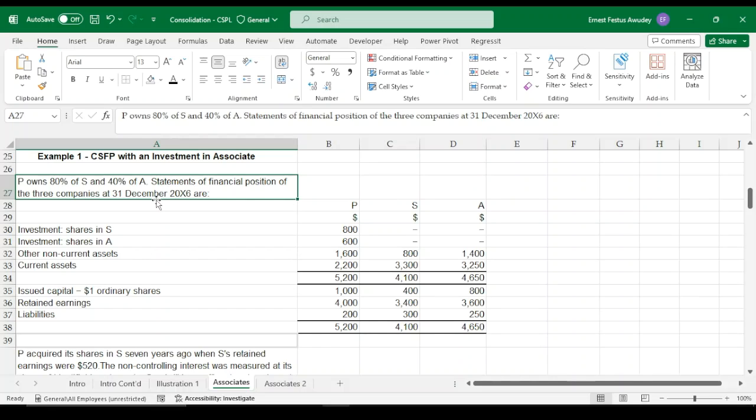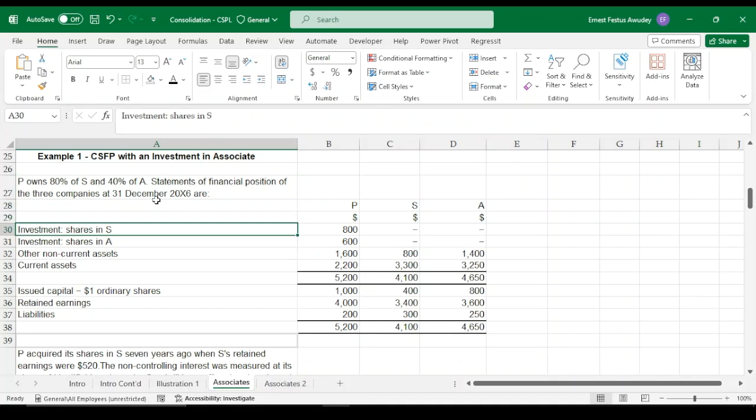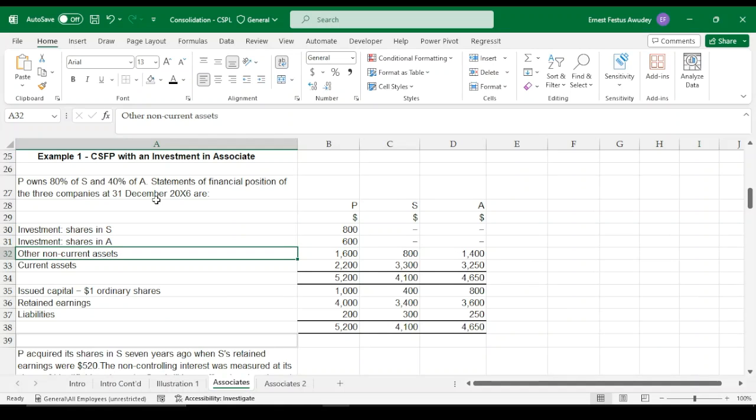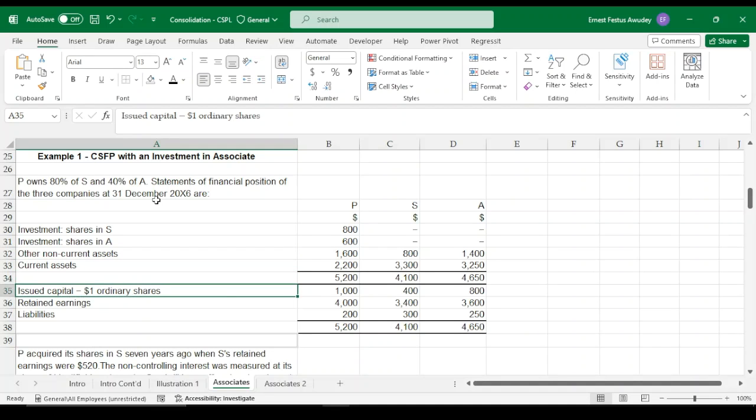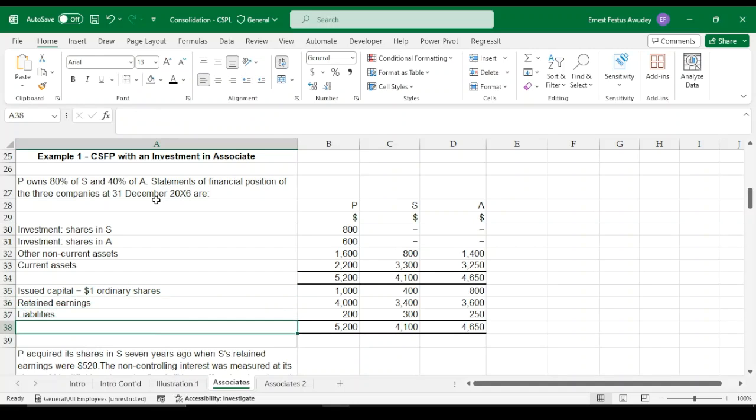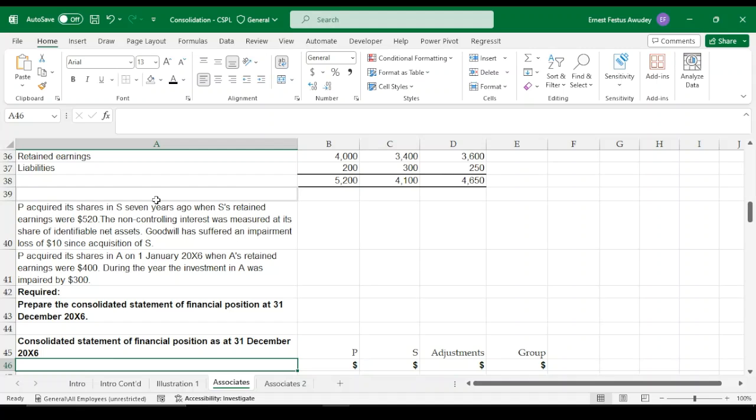Now, statement of financial position of the three companies at 31st December 20x6 are as follows. So we have investment in the shares of S, investment in the shares of A, other non-current assets, current assets. We have issued capital, that is ordinary shares. We have retained earnings, and then we have liabilities. This is a simplified question, but it's going to help us understand what we mean by equity method of accounting. So just stick to it, and then you are going to get right into it.